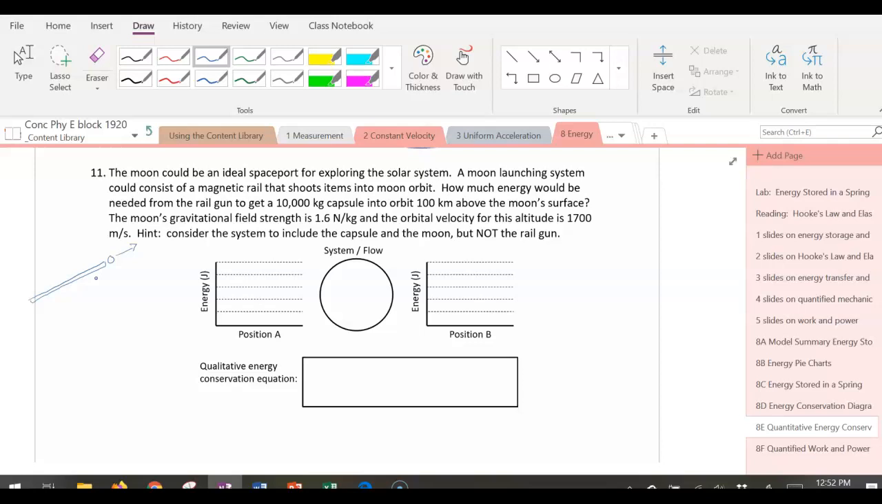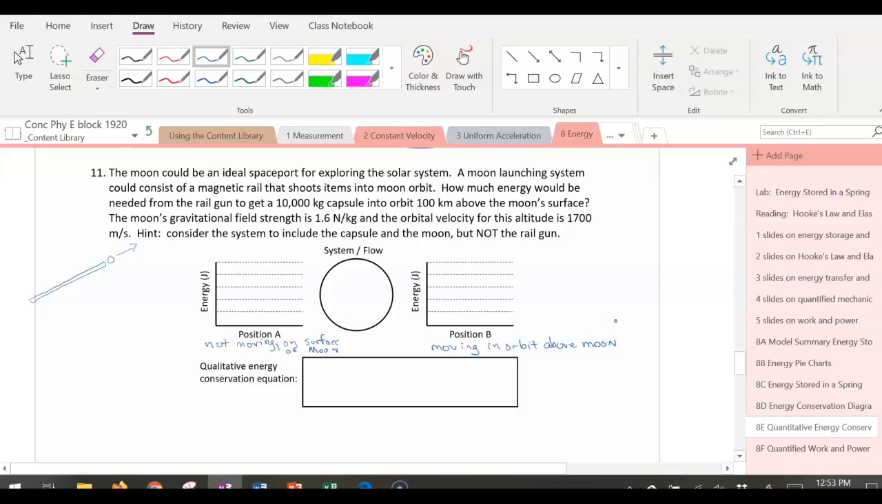They're giving us the gravitational field strength of the moon, because remember, acceleration due to gravity on the moon is smaller than on Earth, and also the orbital velocity for that altitude. Okay, so at position A, we have something that's not moving, and it's on the ground, on the surface of the moon. But at position B, we have something that is moving in orbit above the moon.